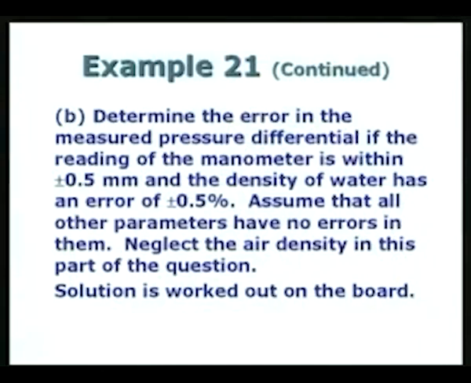The second part of the question is to determine the error in the measured value of the pressure. If the manometer reading itself is subjected to some error of plus or minus 0.5 millimeters, while taking the reading we make that kind of an error, and also the density of water has an error of about 0.5%, because it is uncertain because of various reasons, especially the temperature measurement, or the temperature is given at 20 degrees. If the value of temperature has an error, the density will have a corresponding error, and so on.